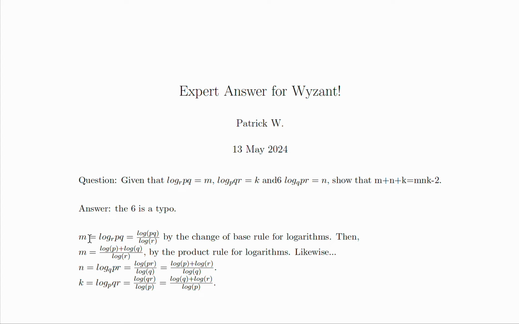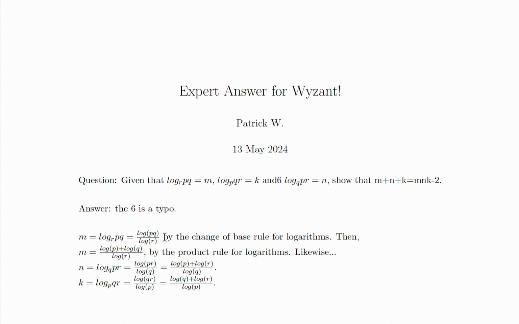To do this, these are all in different bases, so we want to use the change of base rule to get them all into the same base. Now you can pick whatever base you like, but base 10 is most common, and you don't write the 10 by convention. And so the change of base rule says we take the log to the new base of this term and put it up here, divided by the log to the same base of the base, which is r. So we have log of pq over log of r. And this is by the change of base rule for logarithms.